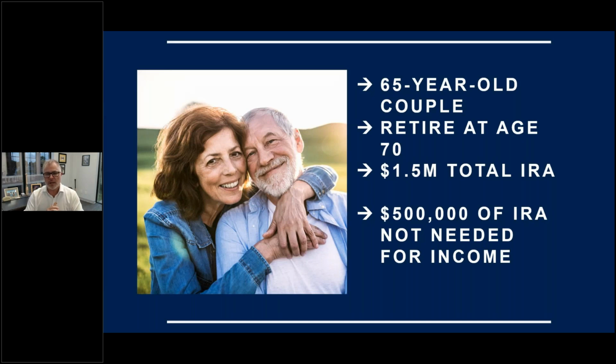Who are we talking about here that makes sense for this Legacy Done Right concept? It's baby boomers with IRAs who don't really need that income, and they know that a portion of that IRA is going to the kids or whoever may be the heirs. Let's look at this through the lens of a 65-year-old couple. Let's say they plan on retiring at age 70. They've got 1.5 million in their IRA, but retirement is well funded for them.